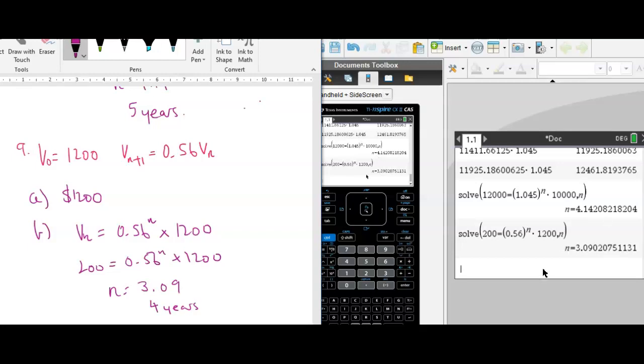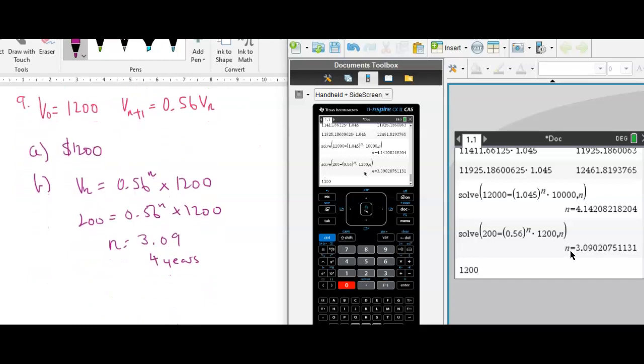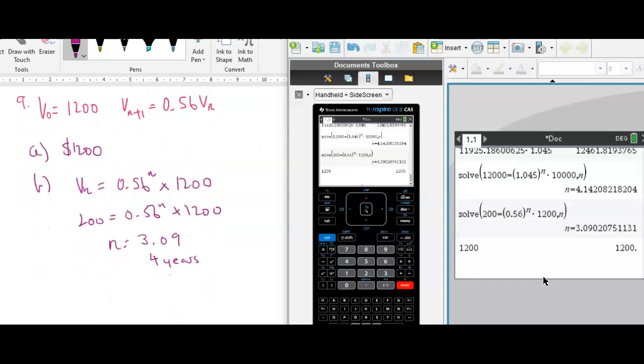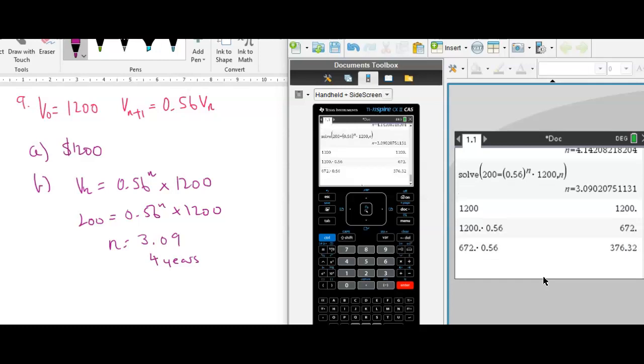Now, if I was to do it on my calculator, 1,200 is our starting value. So that's V0 multiplied by 0.56, so that's V1. So after 1 year, it's now worth $672. 2 years, $376.